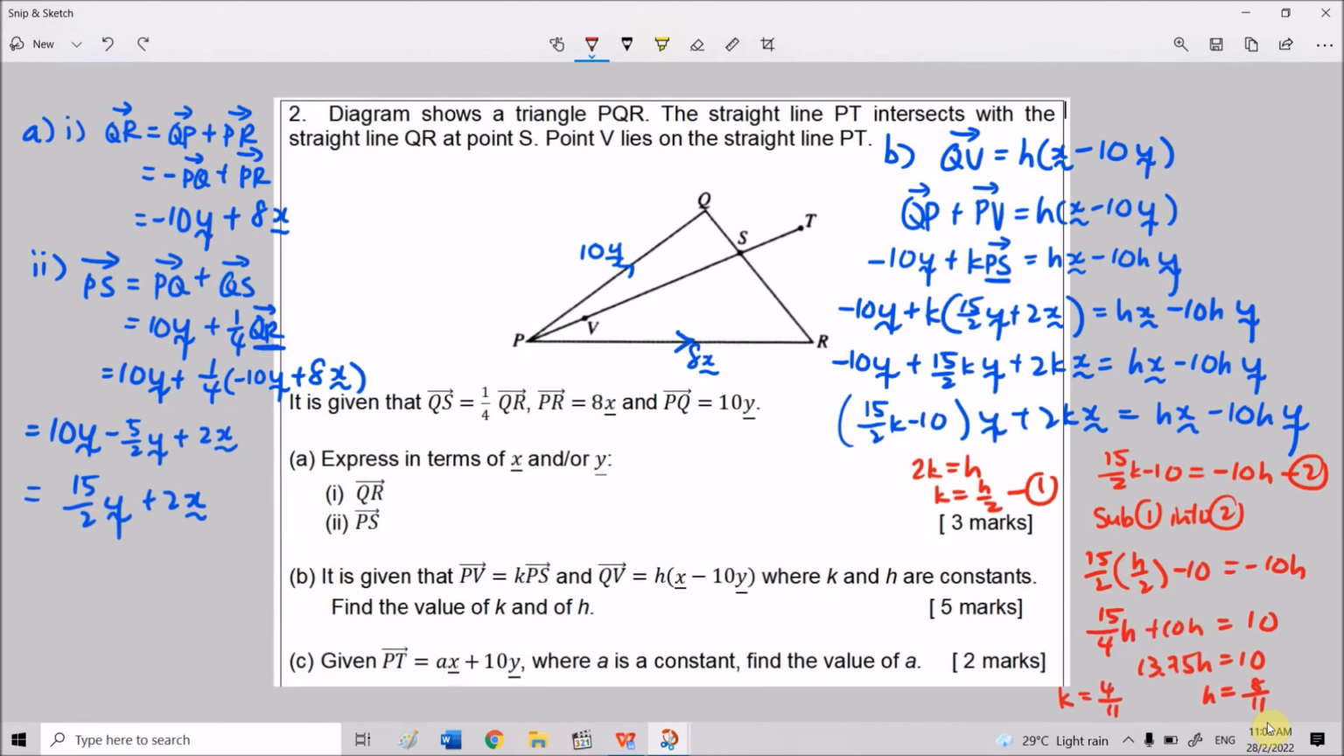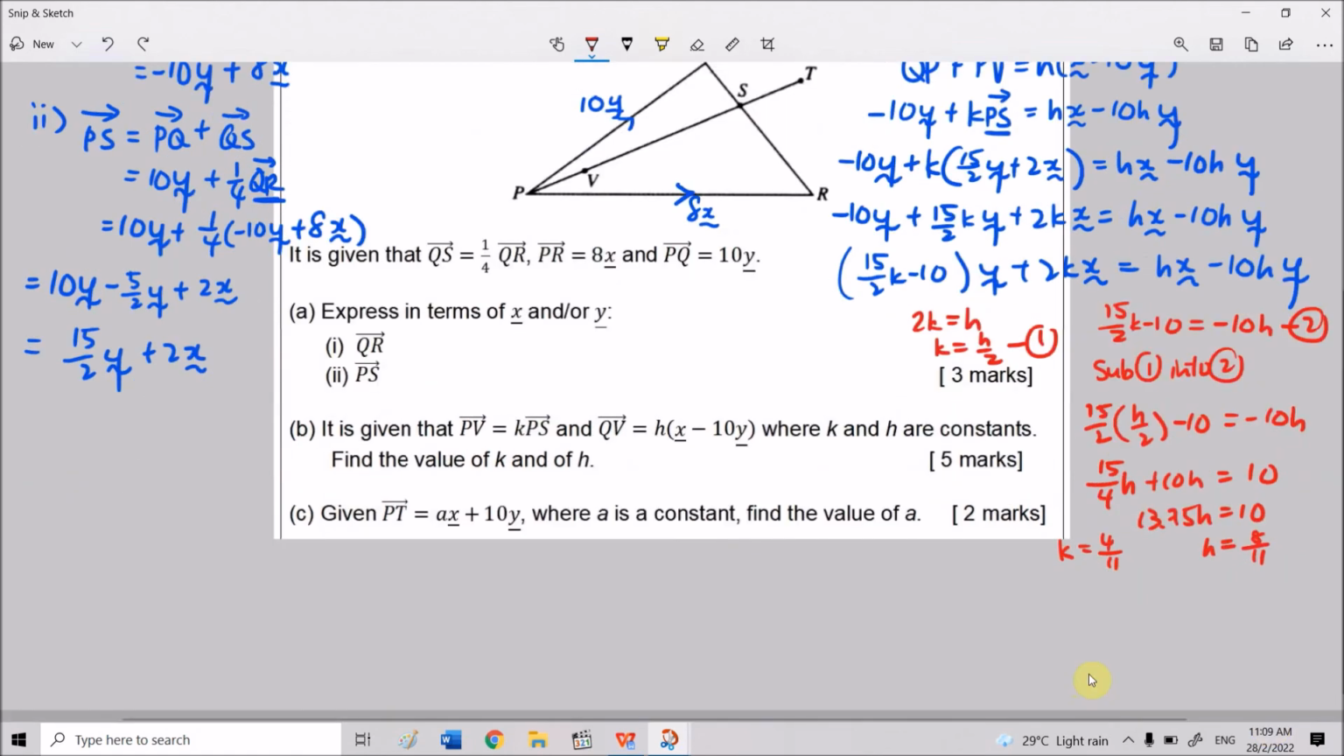We are not done. We still have one more question, the c here. I'm going to do the c here because this is quite short actually. Given vector PT equals a vector x plus 10 vector y, where a is a constant, find the value of a. Okay, so now we want to find vector PT, but actually there is very little information that we can get from here. So what we can do here is, since PS is a part of PT, we can try to write PT in terms of PS. We can write PT equals lambda PS.